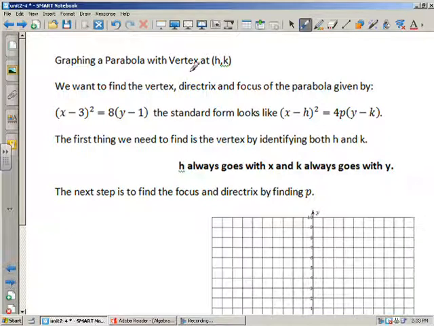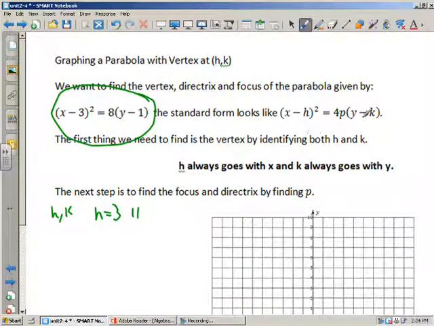Okay. We've got a graph. We're going to graph this parabola. We've got a vertex at some h, k value. We want to find the vertex, directrix, and focus of the parabola given by this equation. Standard form looks like x minus h squared equals 4p times y minus k. So the first thing we need to do is find the vertex. Our vertex is at some h, k. In this case, h equals 3, because my form of the equation is x minus h. Well, x minus 3, so h is 3. My k value is going to be 1.